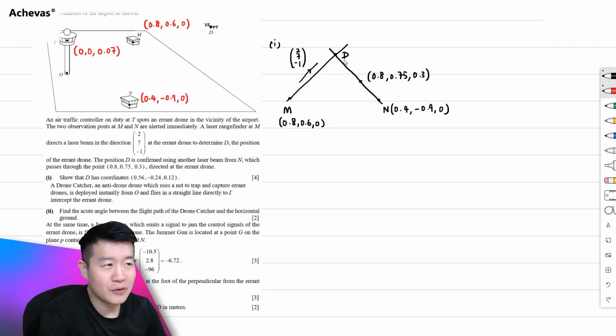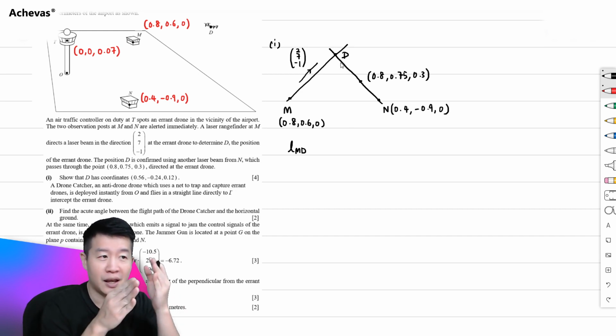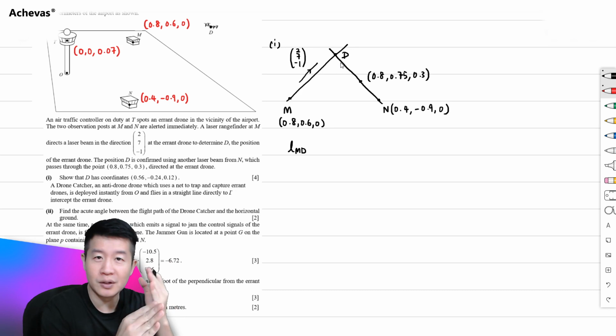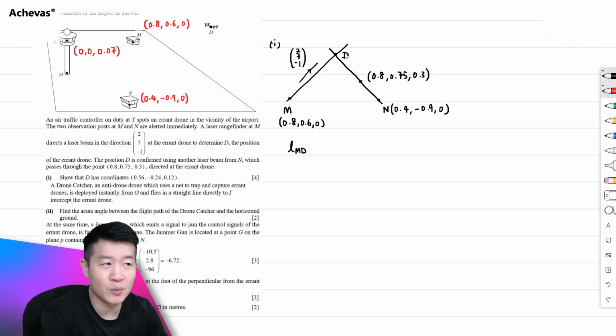Anyway, in order for me to prove that D has this coordinate, I'm going to form the equation of the line that passes through M and D, and the equation of another line that passes through N and D, and I'll solve the simultaneous equations. If everything goes well, the coordinates of the intersection point will represent the coordinates of D.